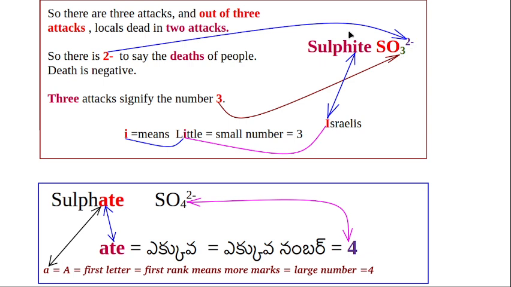Immediately you come to know about sulphate. Sulphate also has a valency of 2 minus, but O4. Here in sulphate, ATE means a large number. So more oxygen atoms will be added to the sulphate formula, 4, but the valency is the same as sulphite. So if you remember the story, you can easily explain the formula of sulphate to be SO4 2 minus.